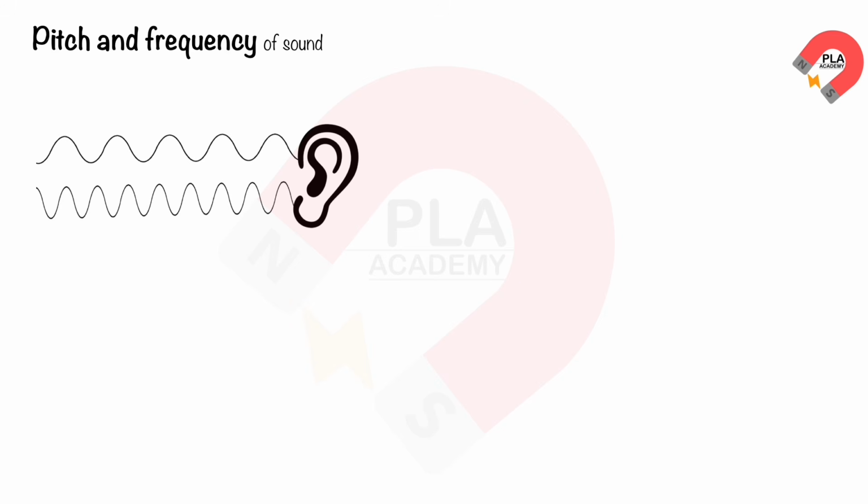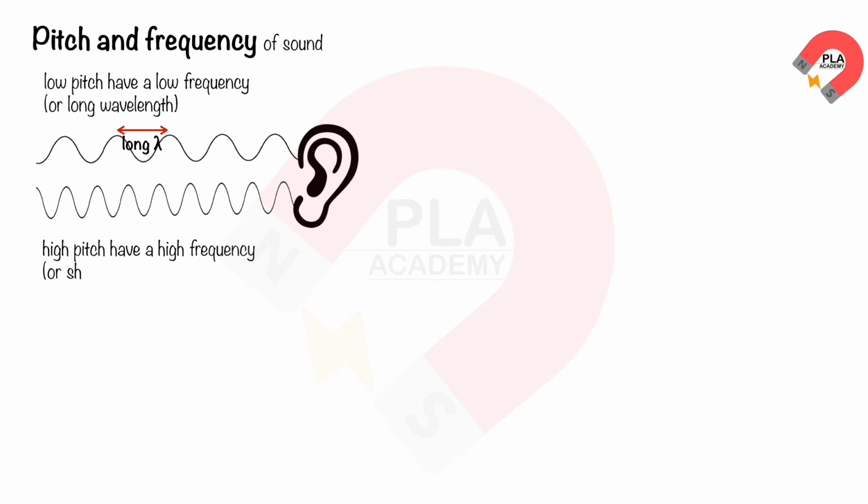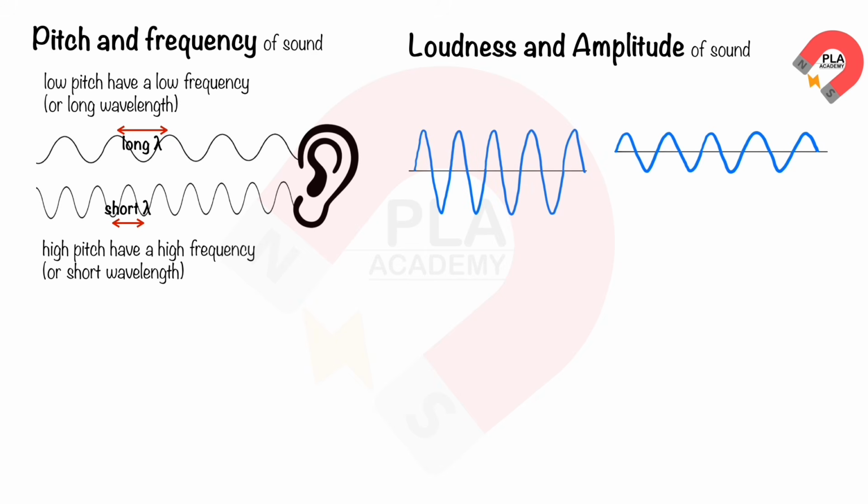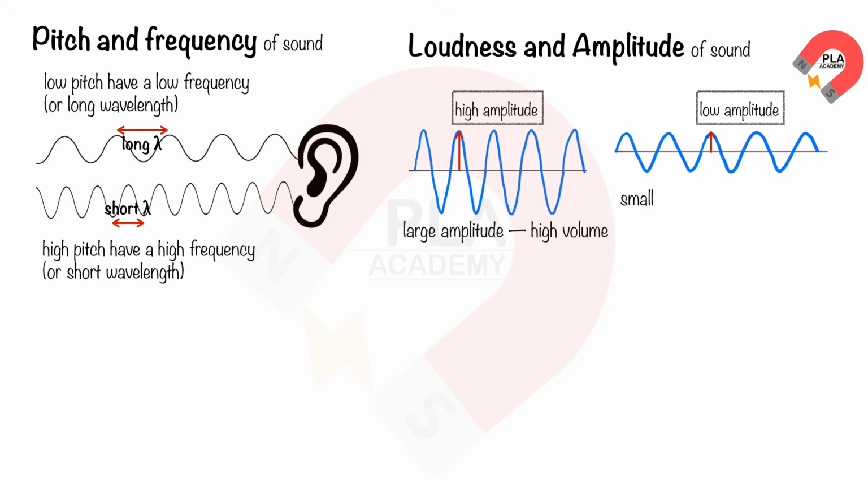Pitch and frequency of sound. The frequency of a sound wave is related to its pitch. Sounds with a low pitch have a low frequency, or long wavelength. Sounds with a high pitch have a high frequency, or short wavelength. Loudness and amplitude of sound. The amplitude of a sound wave is related to its volume. Sounds with a large amplitude have a high volume. Sounds with a small amplitude have a low volume.